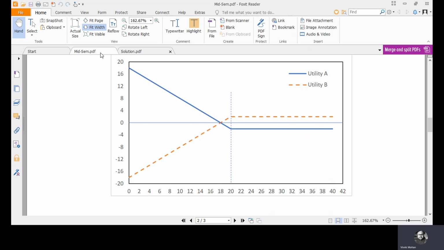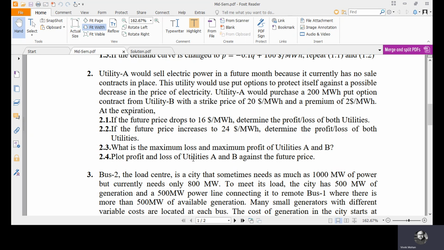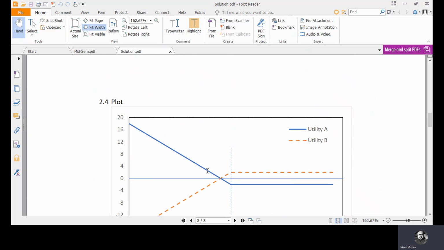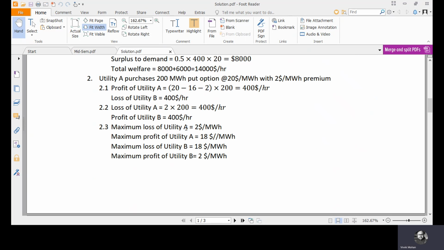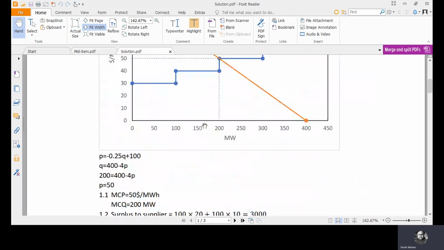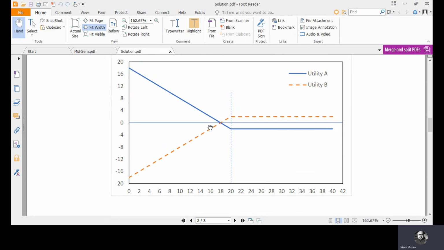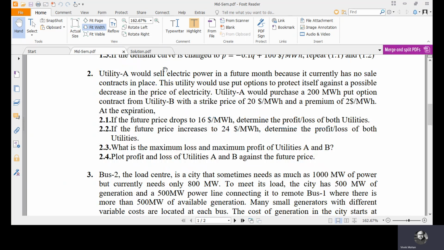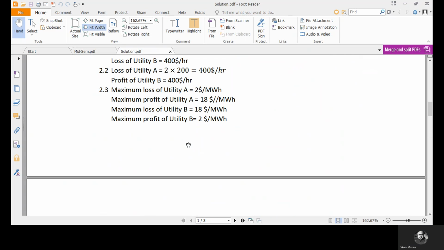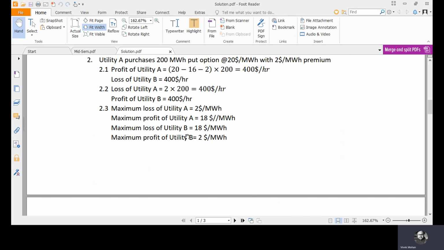Now what is the third part? In the third part, you are also asked to find the maximum loss and maximum profit. So what happens here? The maximum loss of utility A is $2 per megawatt hour, because here it becomes constant, right? It becomes constant here, $2. Maximum loss is $2. Now the corresponding profit for utility B is $2. So the same thing here. The corresponding maximum profit of utility B is $2. Maximum loss of utility A is $2.